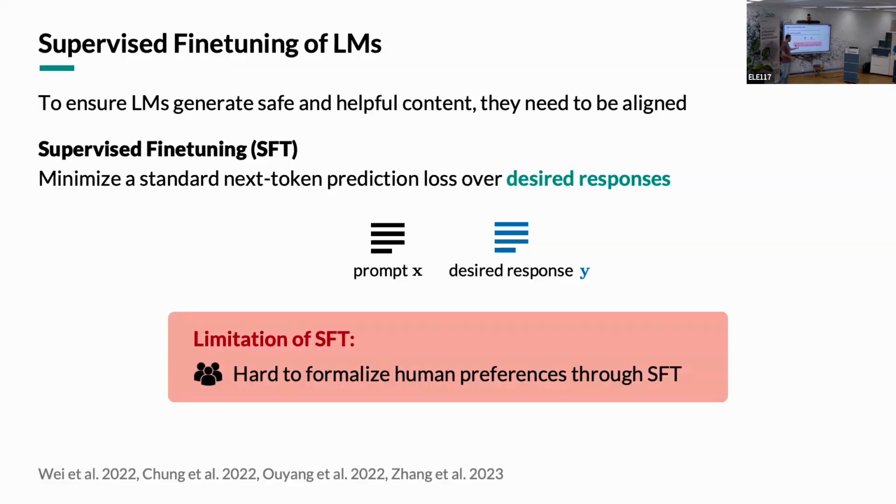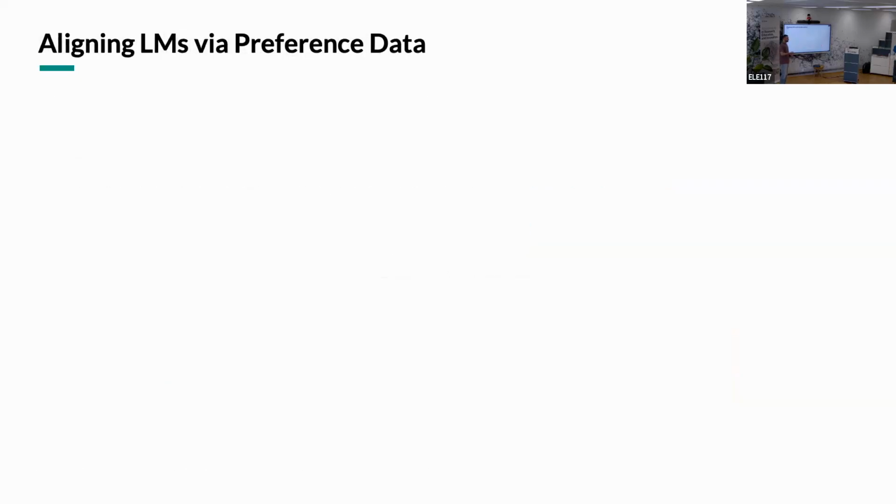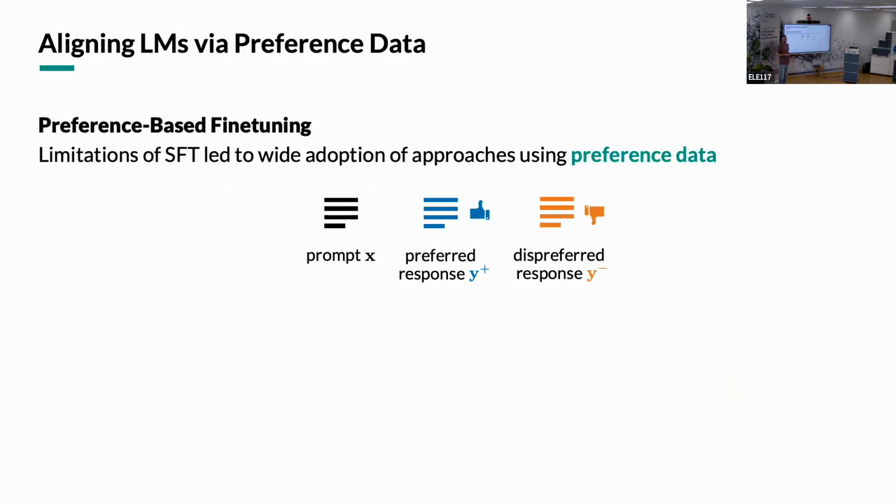Specifically, it can be quite hard to formalize human preferences using supervised fine-tuning. Let's say we want to reduce the toxicity or the bias of our model. Well, it's not entirely clear how we can do that using supervised fine-tuning. So this led to a wide adoption of methods that use preference data.